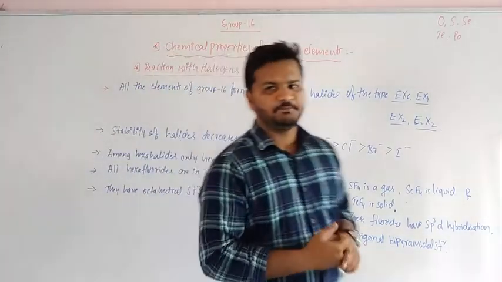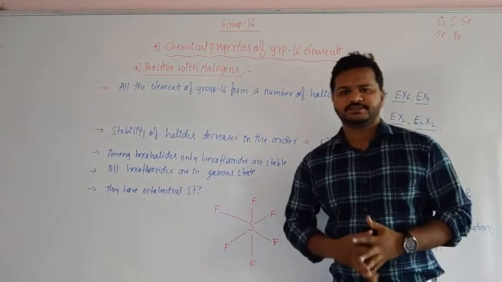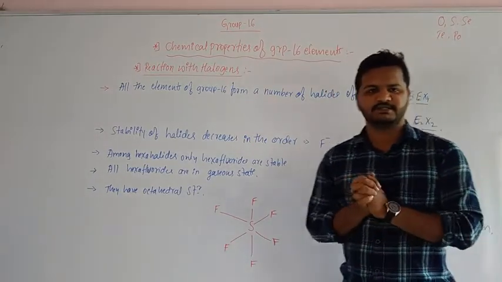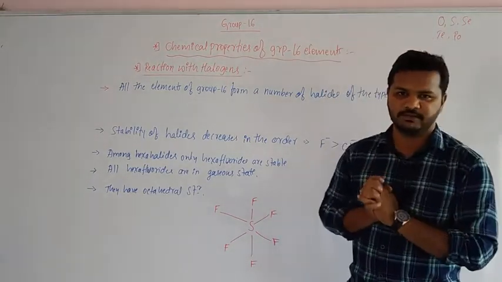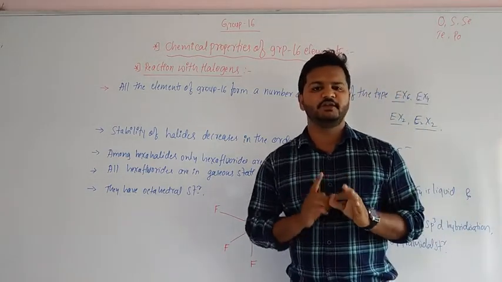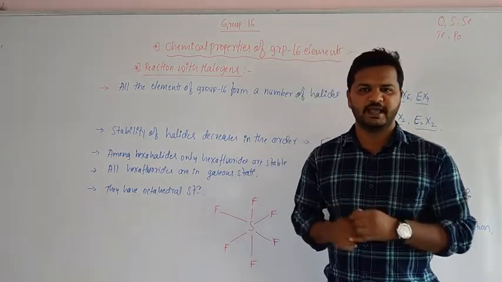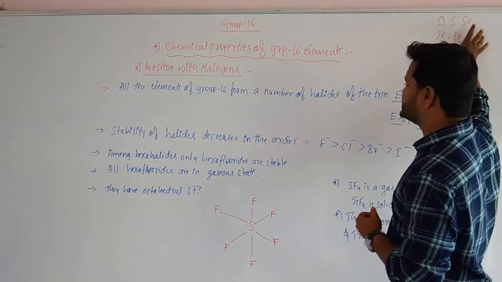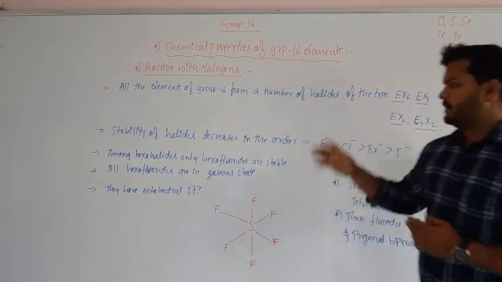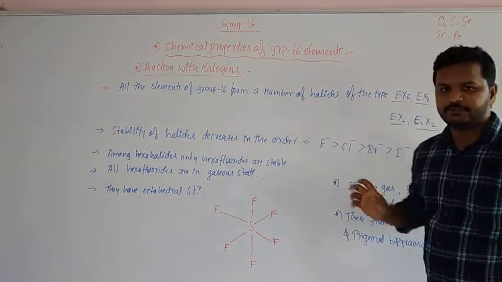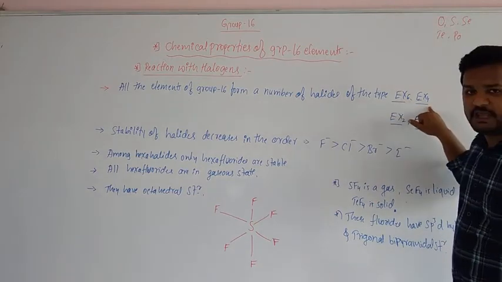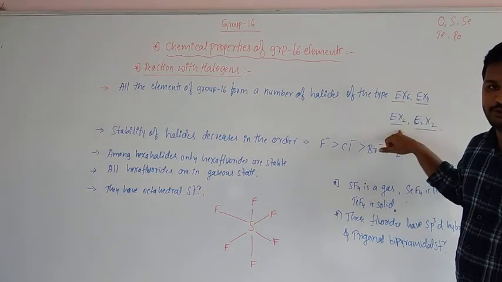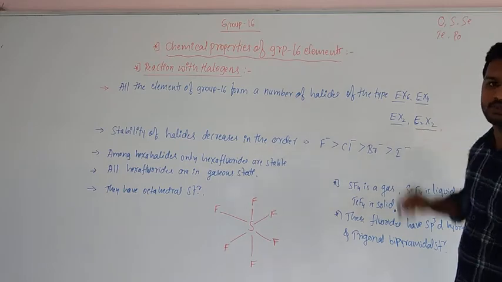Next one, students. Group 16 elements, when they react with the halogens like fluorine, chlorine, bromine, iodine, and so on, form respective halides of the type EX6, EX4, EX2 and E2X2.